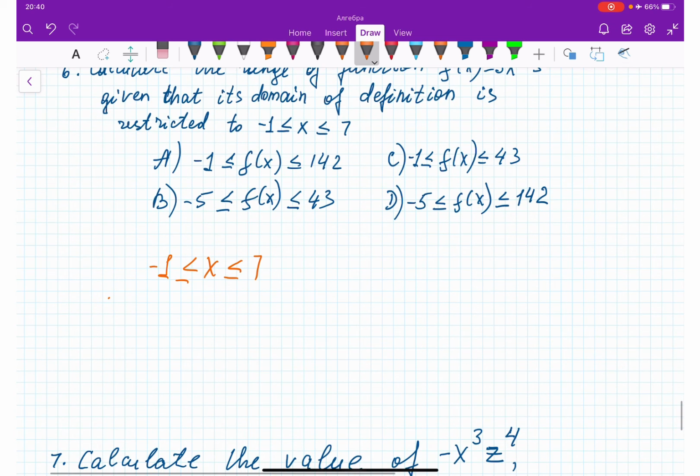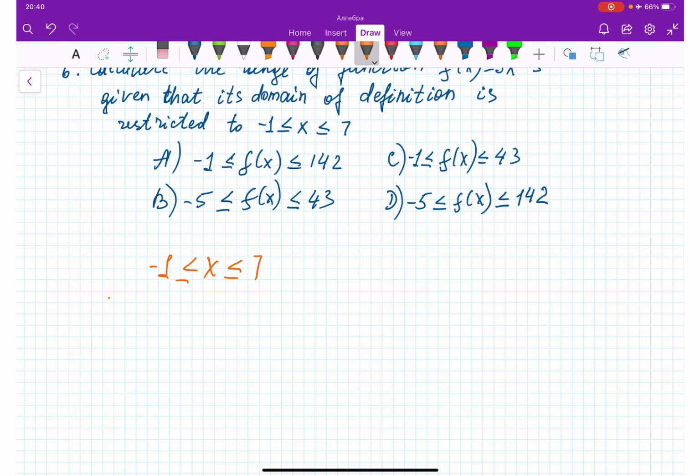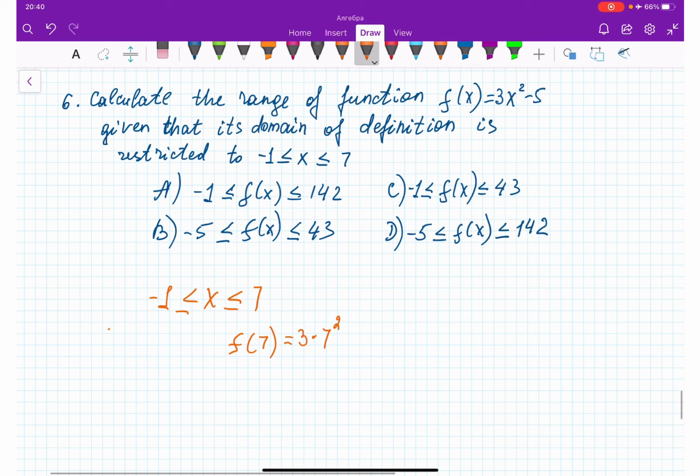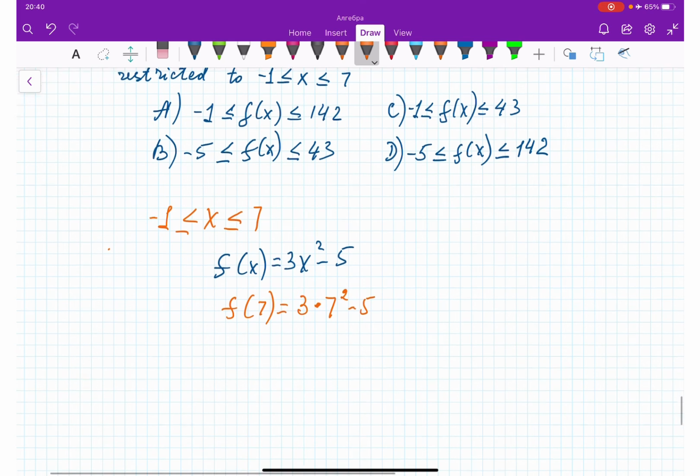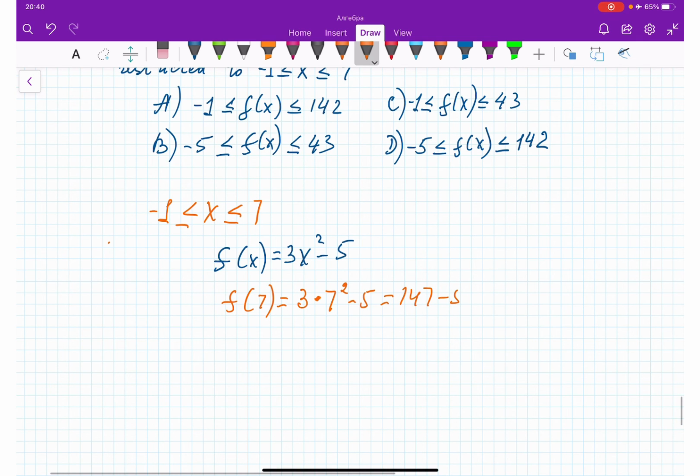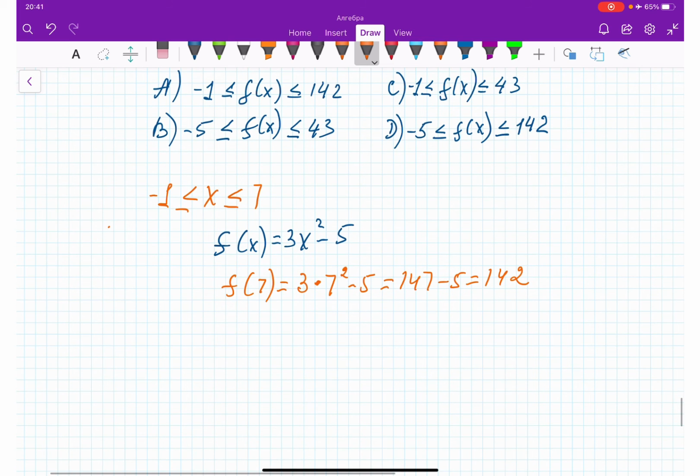Accordingly, f of 7 is equal to 3 times 7 squared. I'm plugging into this formula. Let me clean this. So we have f of x is equal to 3x squared minus 5. Now I'm plugging in: f of 7 is equal to 3 times 7 squared minus 5, right, is equal to 147 minus 5, which is 142.